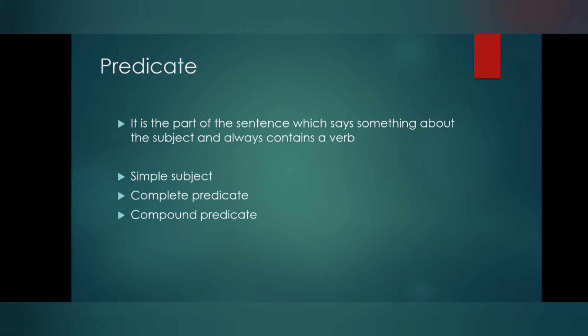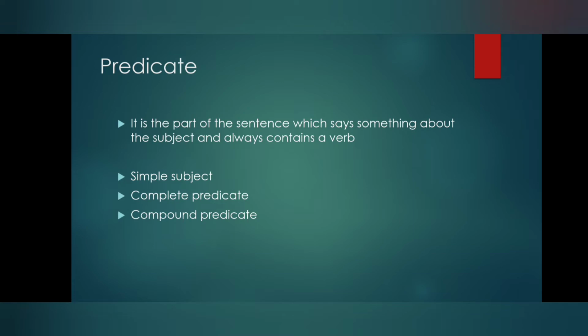Predicate. The predicate can be considered one of the most important parts of the sentence, and it is the part which says something about the subject, and it always contains a verb. There are some important terms related to the predicate. First of them is the simple predicate, by which we mean only the main verb.